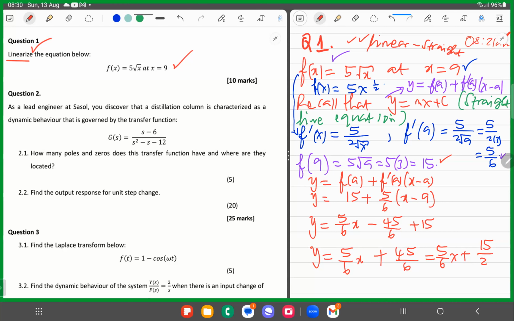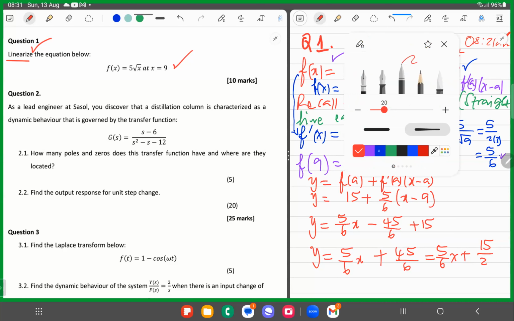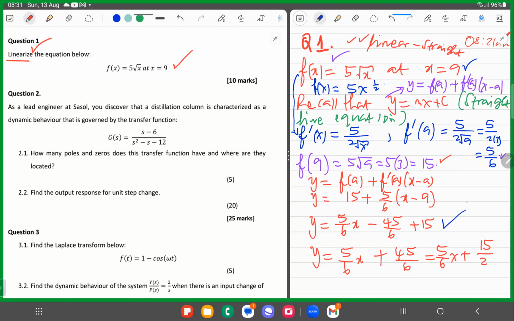Yes. The part where you wrote y equals 15 plus 5 over 6 into x minus 9, I thought that's where you stop. I didn't know you continue multiplying. All right, that is fine. Yes, we continue multiplying, so it is the same. We can stop here, but we can also continue.